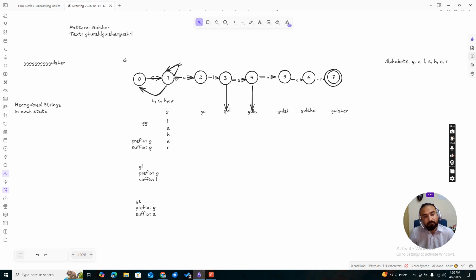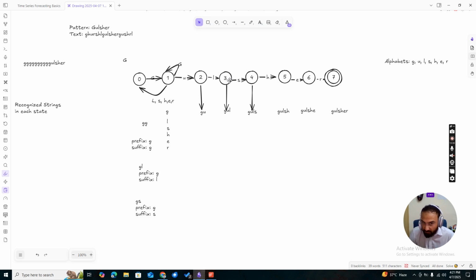Now the correct alphabet has occurred, and we have now transited to the second state, which is 2, right? So within the second state, the correct recognized string is GU, right? Now we need to transit from the second state to the third state. So the correct possibility for the second state to transit to the third state is L. So if L occurs, we will transit from the second state to the third state.